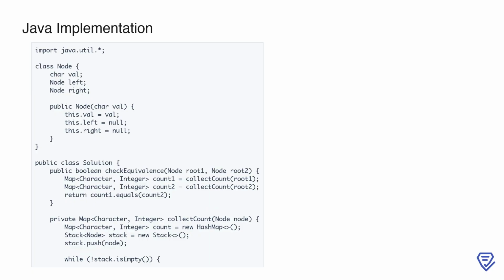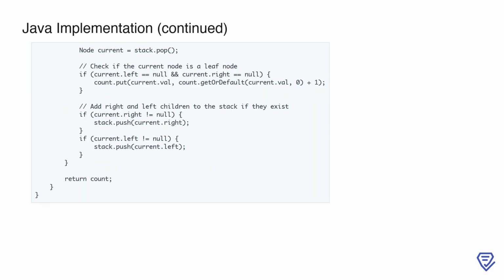By comparing these two maps using the equals method, we can check if the trees are equivalent. Next, we begin implementing the collectCount method by initializing a hash map to store the character frequencies and a stack to facilitate iterative tree traversal. The root node is pushed onto the stack to kick off the traversal process. Then, we enter a while loop that will continue as long as there are nodes in the stack. Inside the loop, we pop a node from the stack to process it.